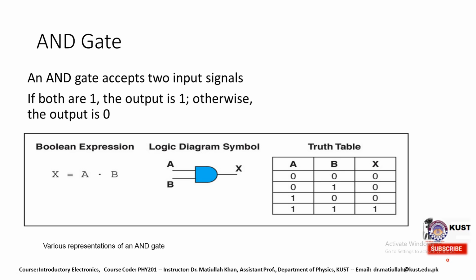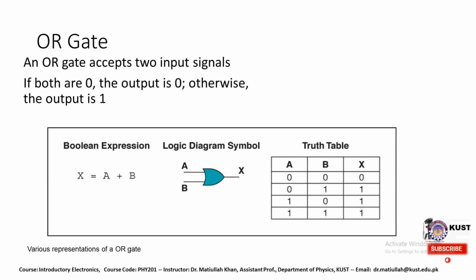So if we have 0 and 0 as the two input signals, the outcome will be 0. If 0 and 1 are provided as input, the outcome will be 0. If we have 1 and 0, the outcome will be 0. And if both signals have the value 1 and 1, then the outcome will be 1. So that is the speciality of the AND gate, that it gives us the value 1 only when all the inputs have the value 1.